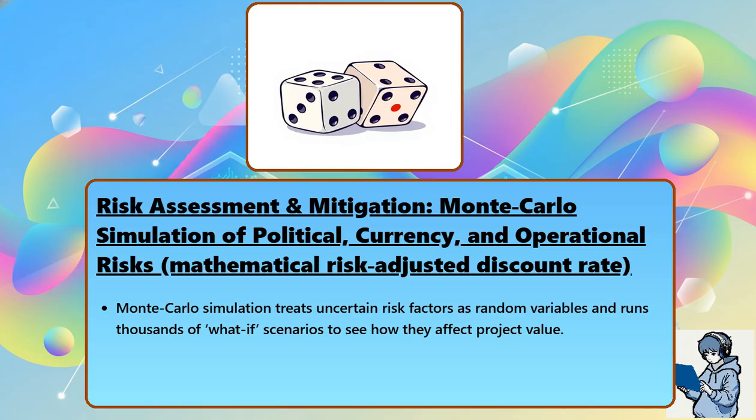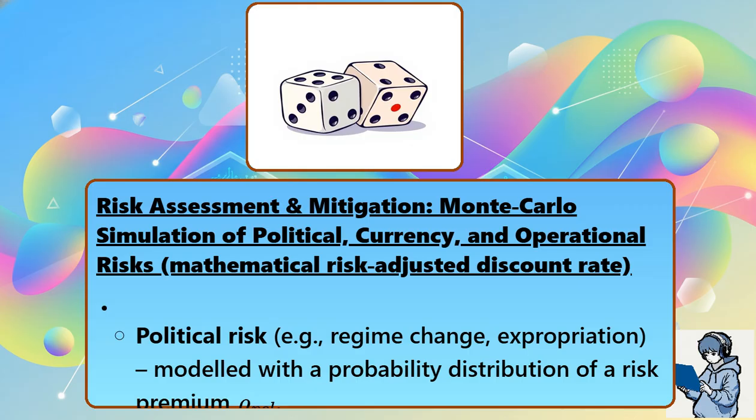Monte Carlo simulation treats uncertain risk factors as random variables and runs thousands of what-if scenarios to see how they affect project value. In emerging markets, 3 key risks are: political risk, e.g. regime change, expropriation, modeled with a probability distribution of a risk premium rho sub-pol.